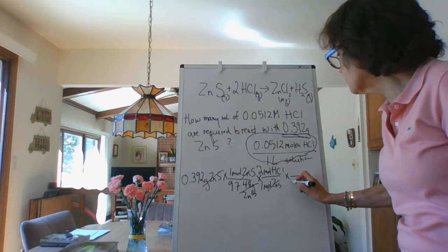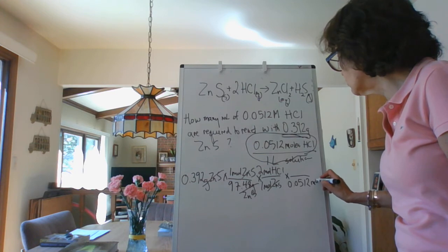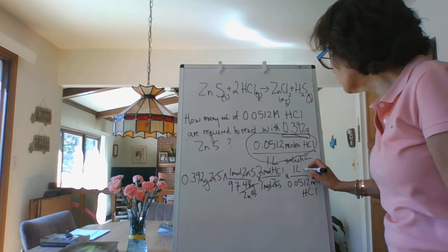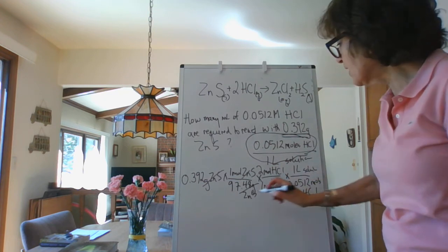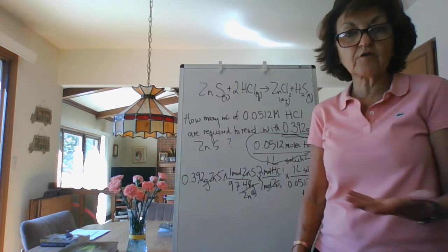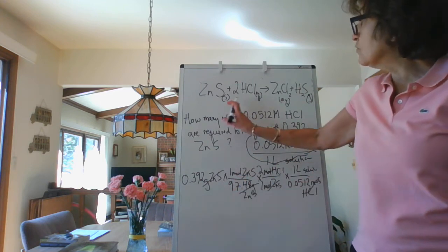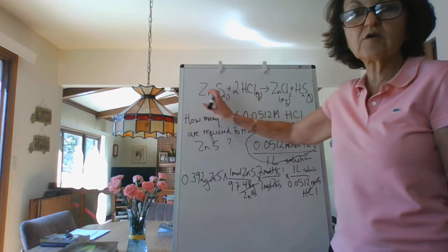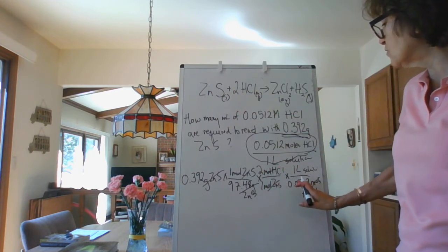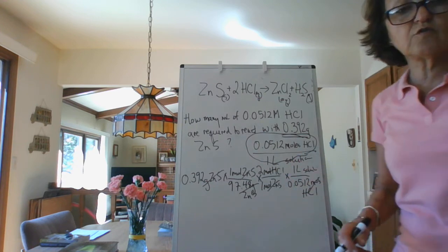So we're going to put this down here, 0.0512 moles of HCl per 1 liter of solution. Okay, notice everything cancels now and you end up with volume of solution. So you converted your grams to moles, you use the molar ratio, these coefficients of the balanced chemical equation, and then you use molarity at the end to flip from moles to volume.